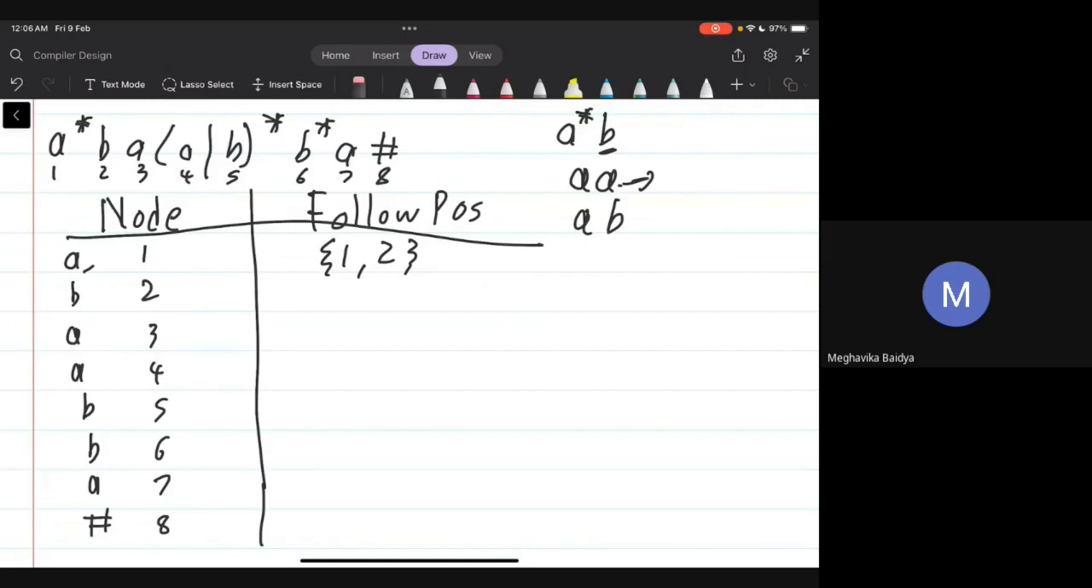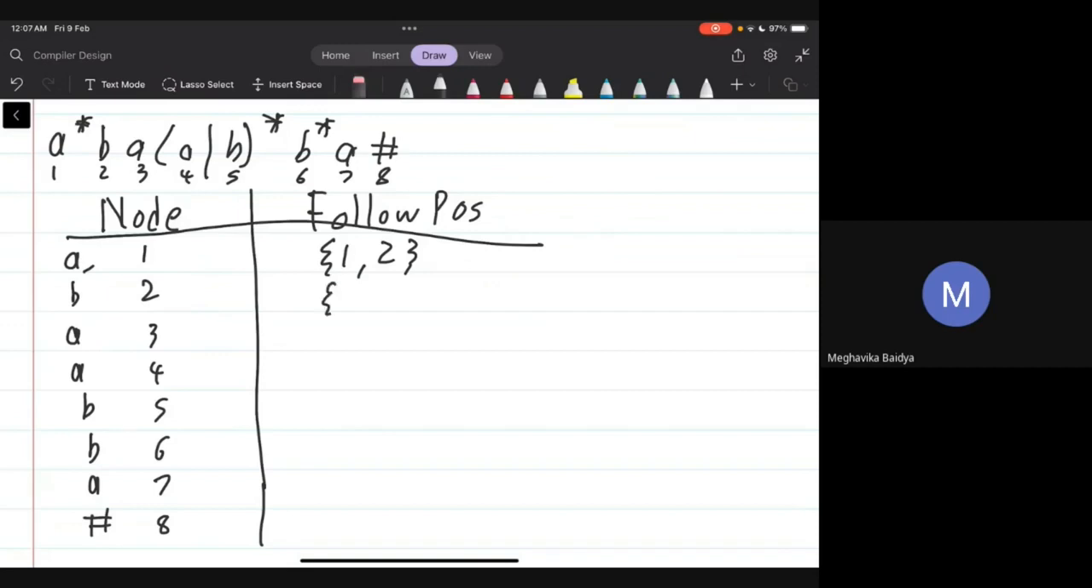A star b, a, and a b. Okay, got it. So we will only take one more character as our follow pos? No, I'll get to the next part. When you get to 4, you'll understand it better. So for 1, it's only 1 and 2. And 1 will repeat here. This one is coming because a star is there, right? So any number of a's will come. That's why you've taken the same number here again.